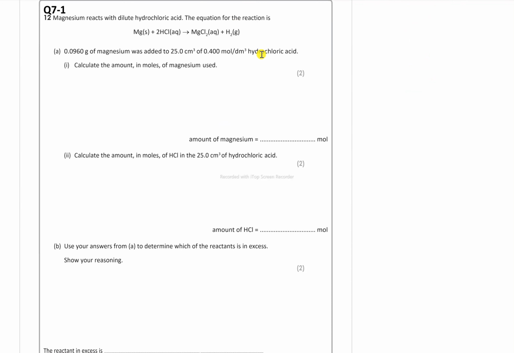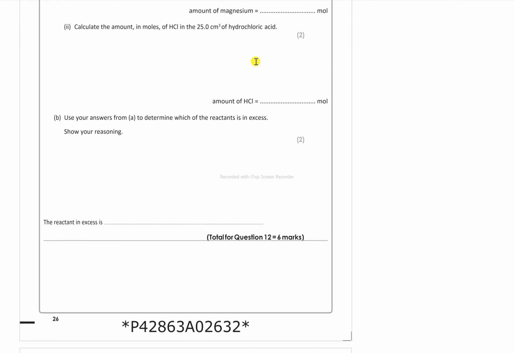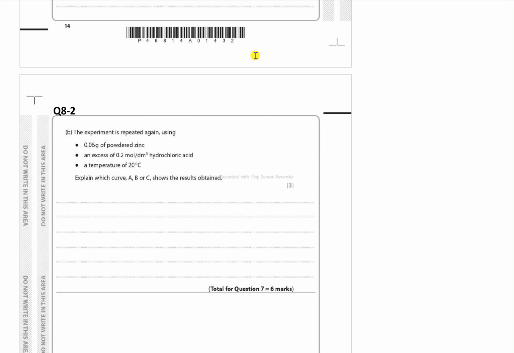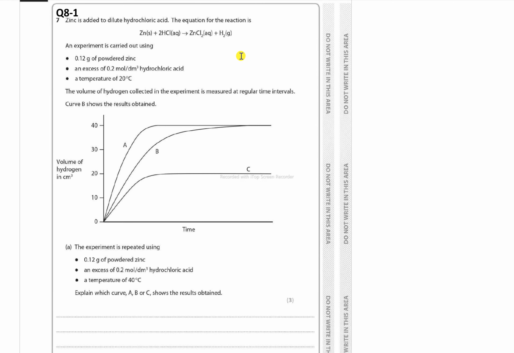Right, we'll call it quits there for this one. Mole question. No, we're not going to bother with mole questions, so we don't need that. Is this a mole question? Nope. Okay, we'll do this one. Yep. Okay, let's do this then.